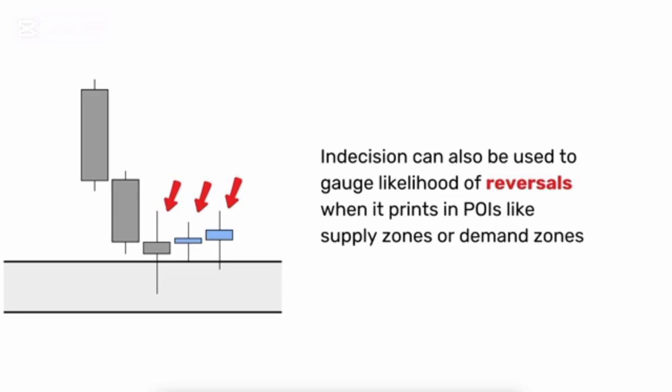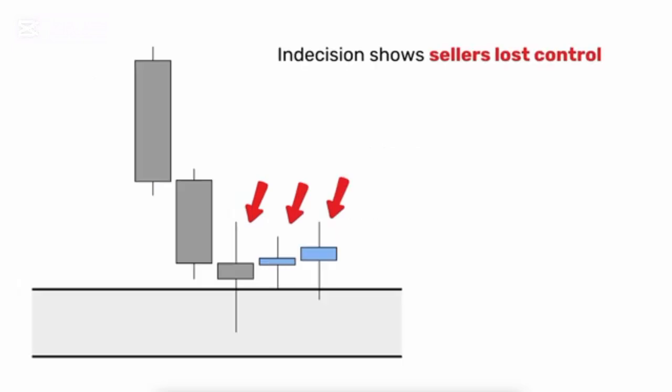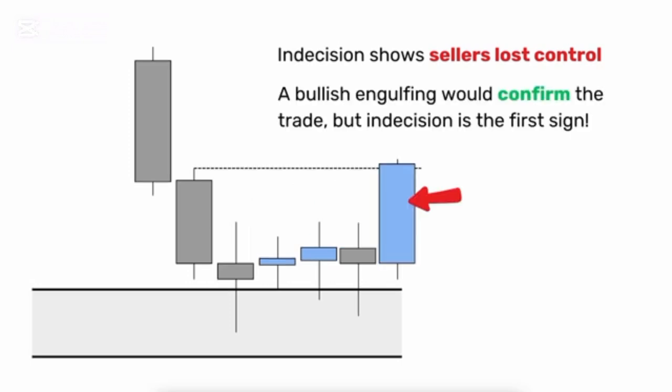And one of its primary use cases is to gauge the likelihood of reversals when it prints in points of interest like supply zones or demand zones. Here we see a collection of different candles, which shows that after this selling move, the sellers have lost control. This itself doesn't confirm a trade. We would generally want to see something like a bullish engulfing to confirm that the buyers did indeed take control. But the indecision is the first sign that the market is indeed slowing down.